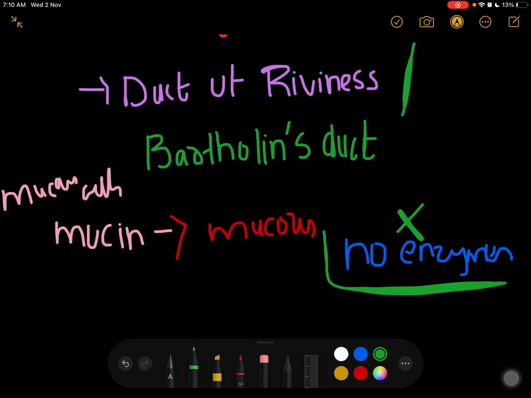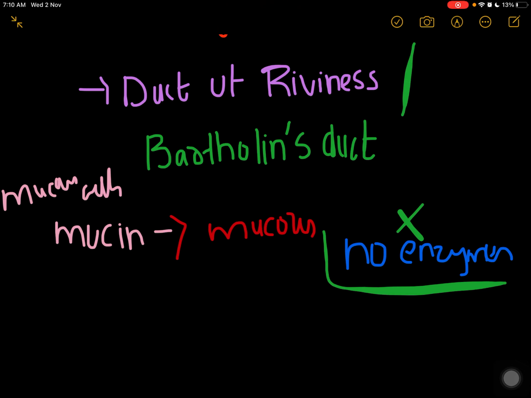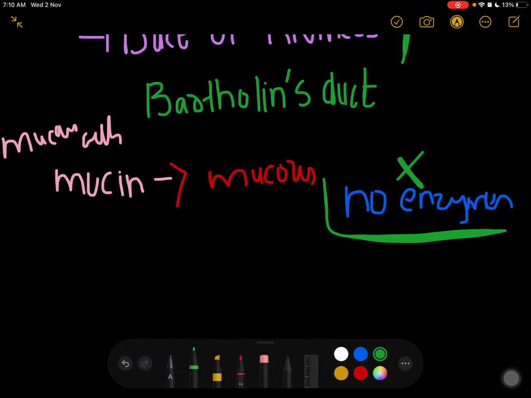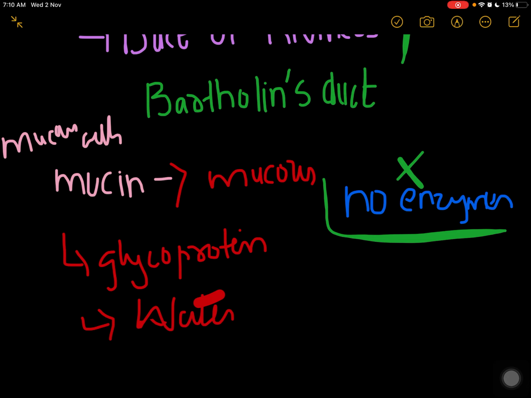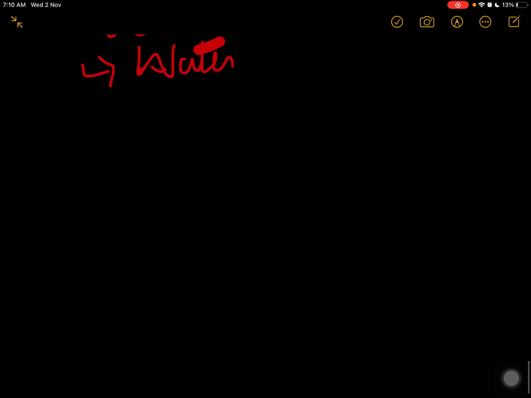Okay, it is present below the tongue, and it also produces glycoprotein and water. It contains mucin cells. What will they produce? They will produce glycoprotein and water, but it will not produce any type of enzyme, right?